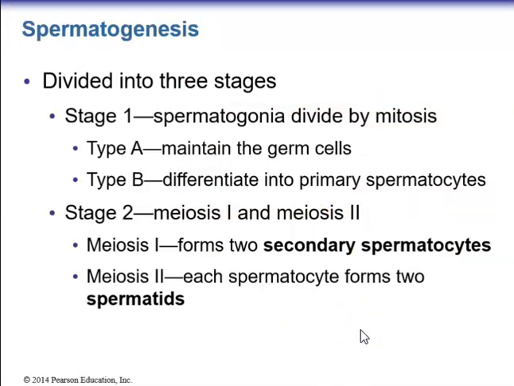So spermatogenesis is the formation of sperm. Spermatogenesis is divided into 3 stages. Stage 1 is when spermatogonia divide by mitosis. Type A maintain the germ cells, whereas type B differentiate into primary spermatocytes. You then have stage 2, which is meiosis 1 and meiosis 2. Meiosis 1 forms 2 secondary spermatocytes, whereas in meiosis 2, each secondary spermatocyte forms 2 spermatids. And you can see this in this next slide.